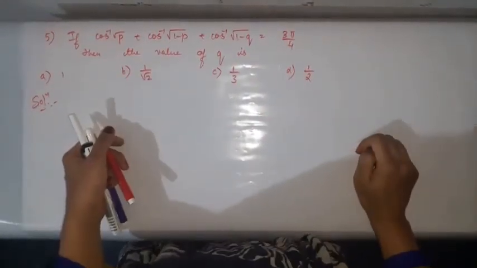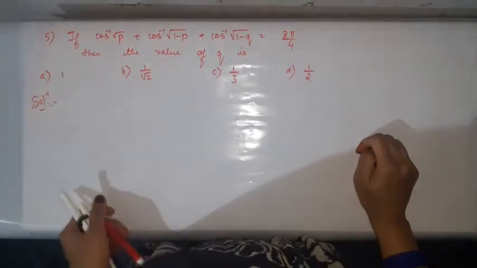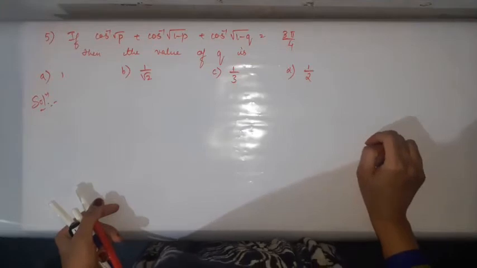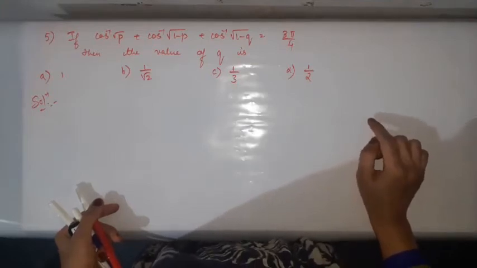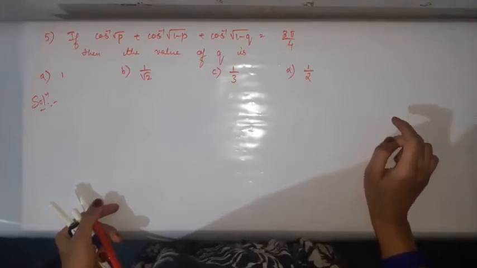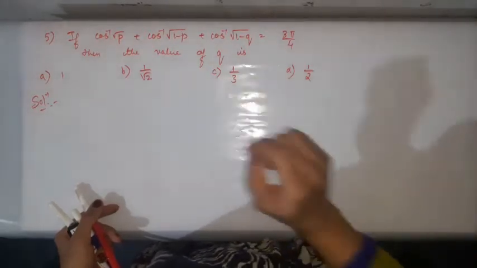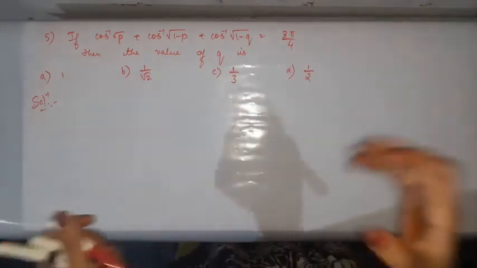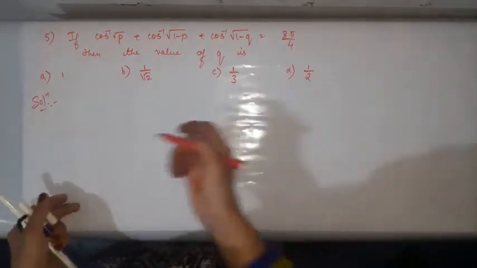So here is another problem for you. If cos inverse of root p plus cos inverse of 1 minus root p plus cos inverse of root of 1 minus q is equal to 3 pi by 4, then the value for q is. So it's very simple. It looks difficult, but it is very simple. Let's work with the solution here.